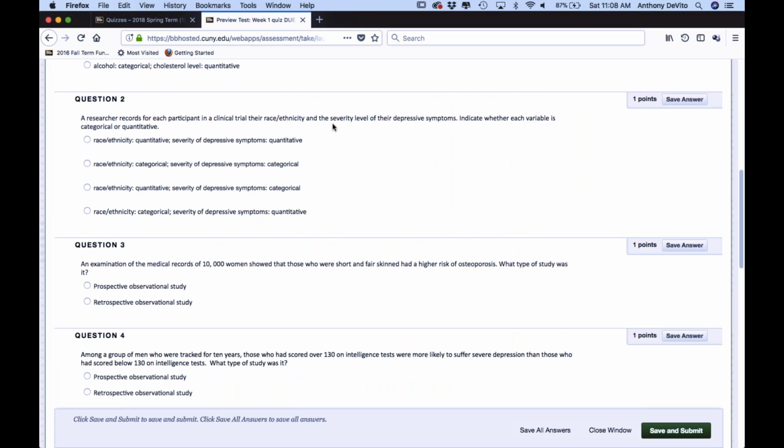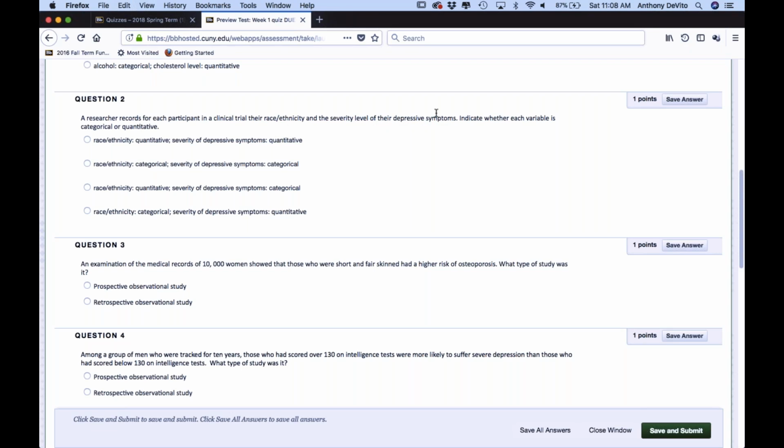Each participant's race, ethnicity, and the severity level of depressive symptoms. Okay, so what do we have there? Race and ethnicity, right? Well, what do you think? Categorical, right? And what about the depressive symptoms? How are they going to categorize them? Right. Well, that's going to be a tough one.